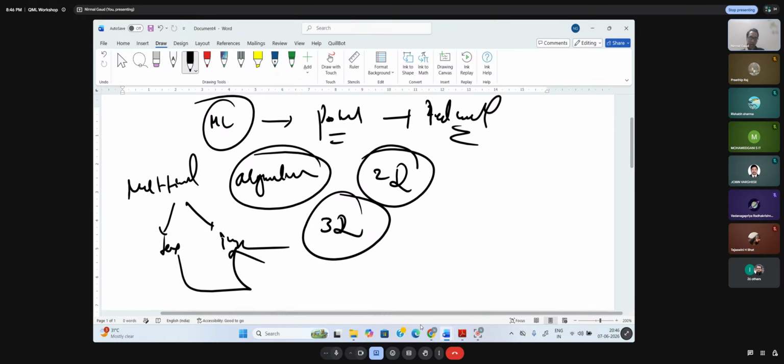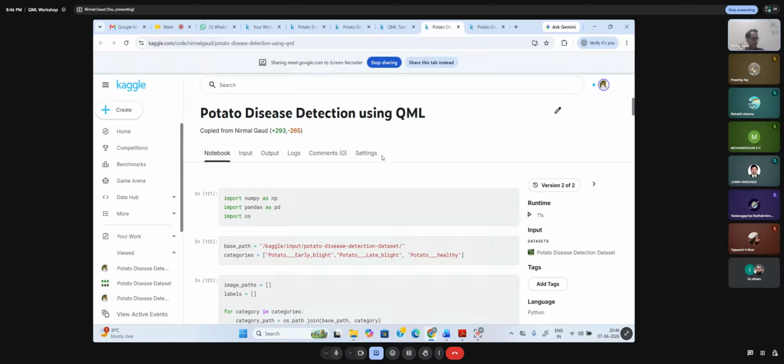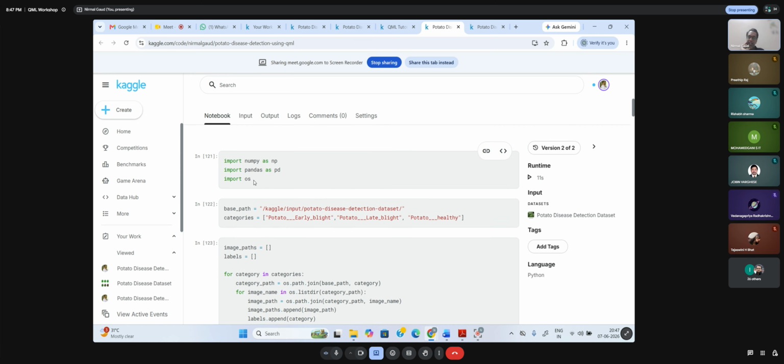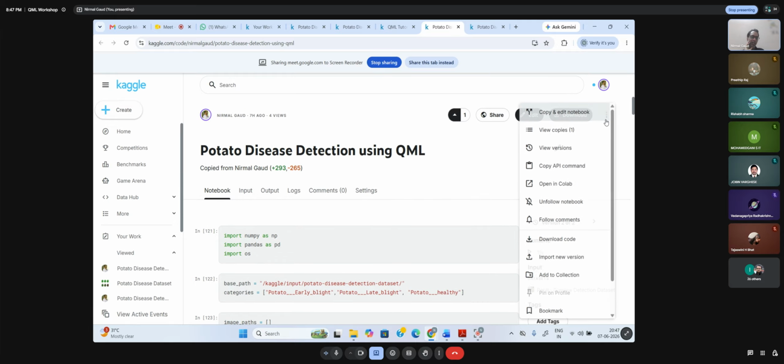Anyway, I do have this potato image data, and we want to work on it using quantum machine learning. Here is the flow of the project. On Kaggle, you can go here and copy and edit my notebook easily. Just copy and edit my notebook and run all, and you will get all the results.